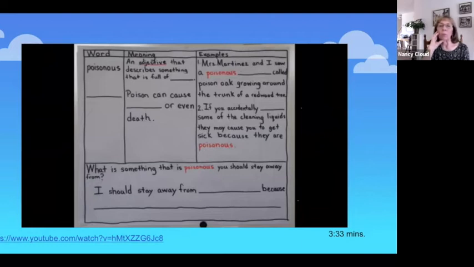So the student, although they have not written the entire meaning by themselves, they are still filling in the blanks with things that they understand to fit the description of being poisonous. And then on the last line, it says, what is something that is poisonous you should stay away from? I should stay away from blank because it is blank. So we have provided that frame of a sentence starter, but then they fill in the blanks with words that they have utilized, and they can use word banks to come up with other words.